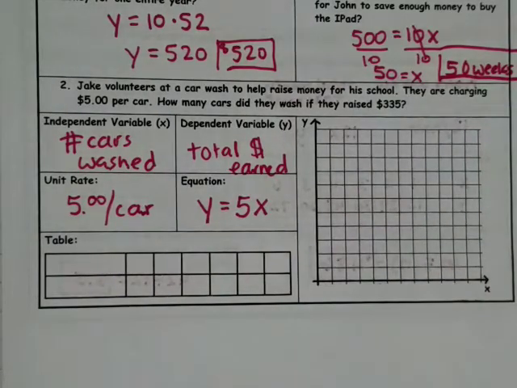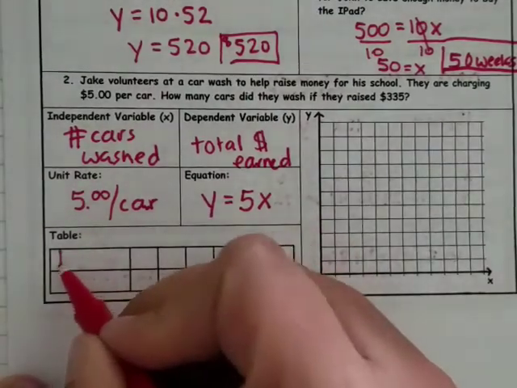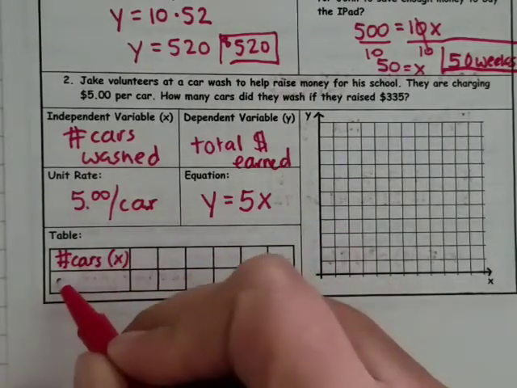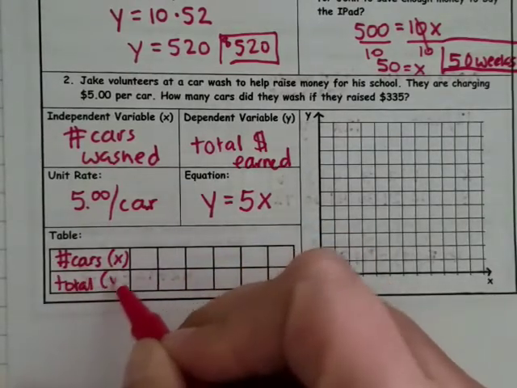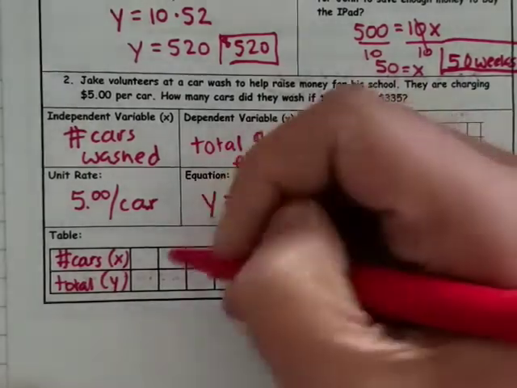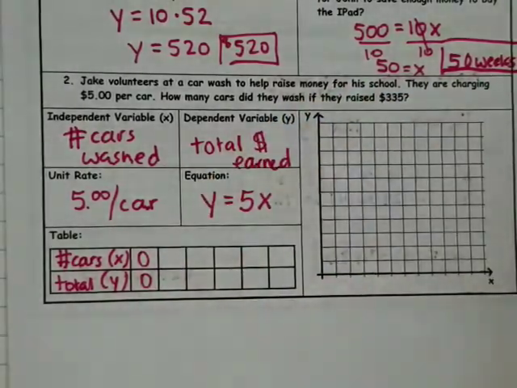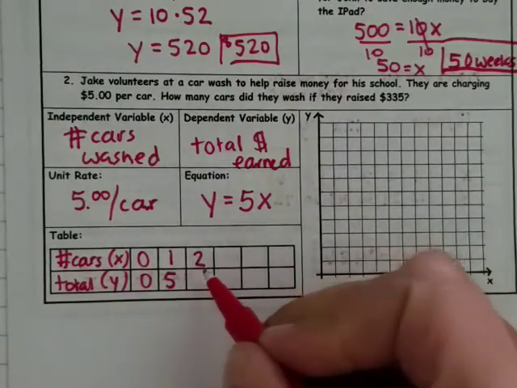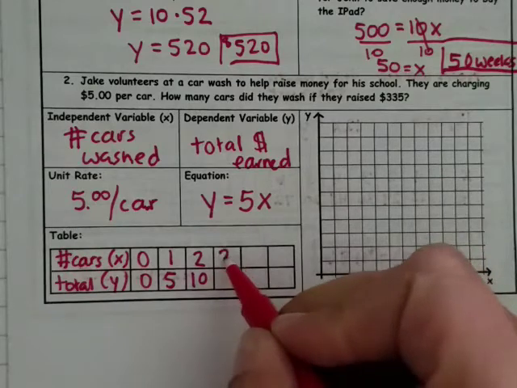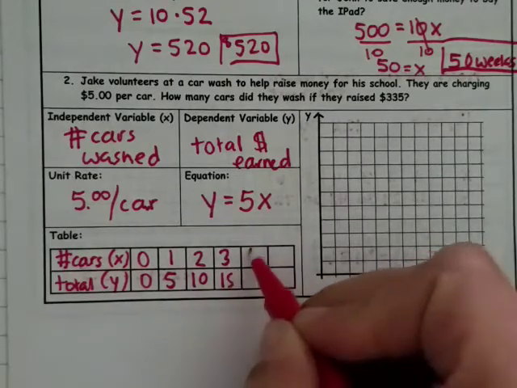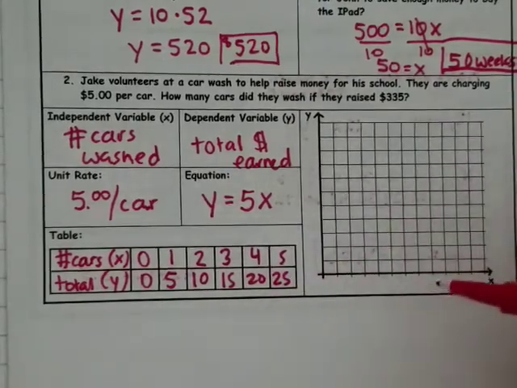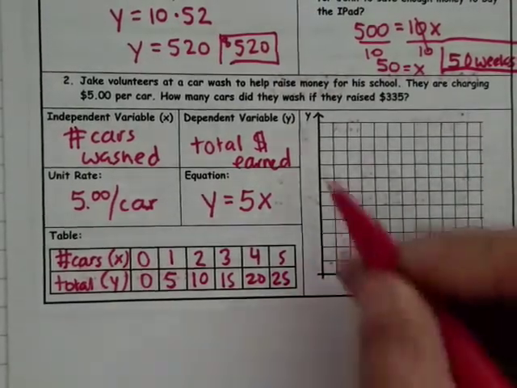All right. Now we're going to fill in our table. So the number of cars goes here. That's our x. And then the total amount of money goes here. That's our y. If we do 0 cars, we raise $0. If we do 1 car, we raise $5. 2 cars is $10. 3 cars is $15. 4 is $20. 5 is $25. And then we can go and graph it on the x-axis and the y-axis.